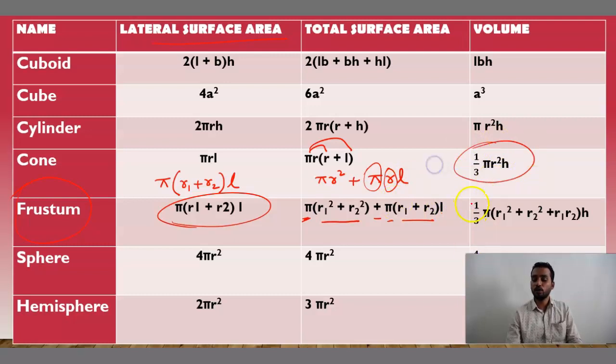If you want volume, 1 by 3 as it is, pi as it is. Here we have R square. Can we see here? Here we have R square, so R1 square plus R2 square. But one thing is extra in this, we should add R1 into R2.